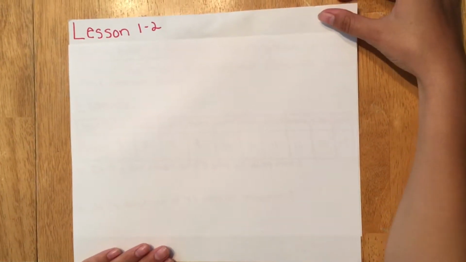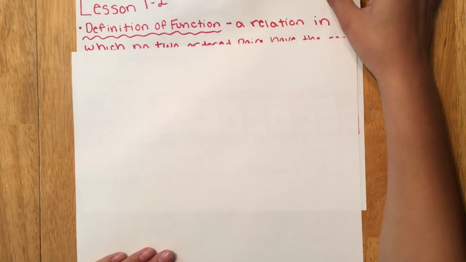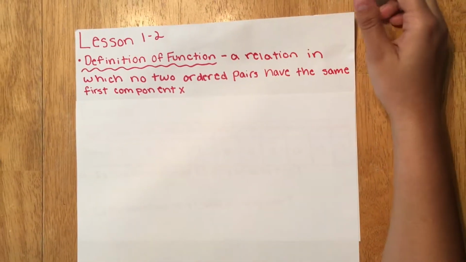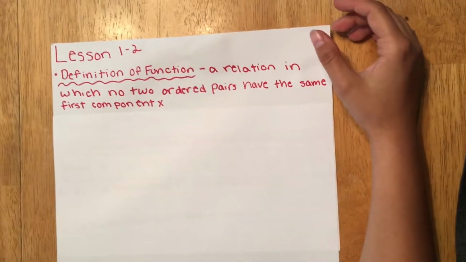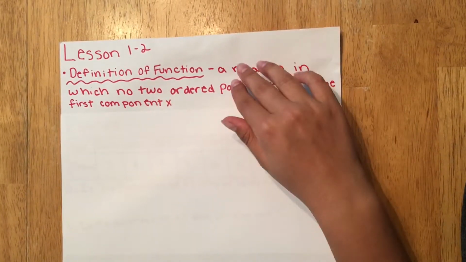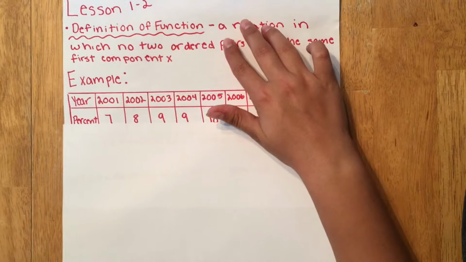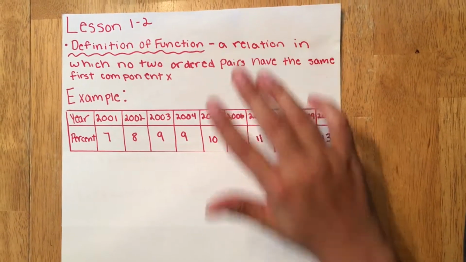Lesson 1-2, Relations and Functions. The definition of a function: a relation in which no two ordered pairs have the same first component x. An example is shown below.